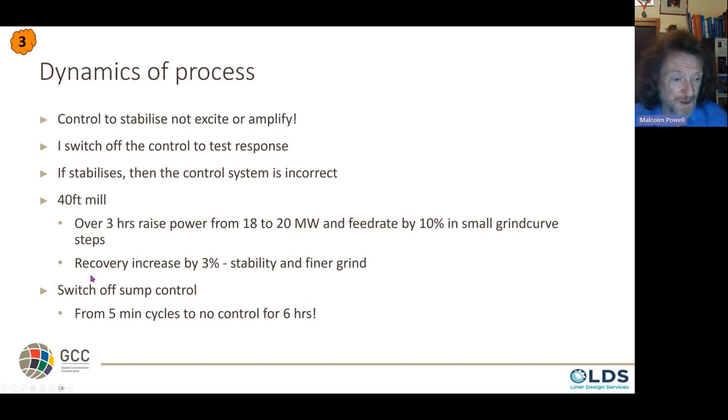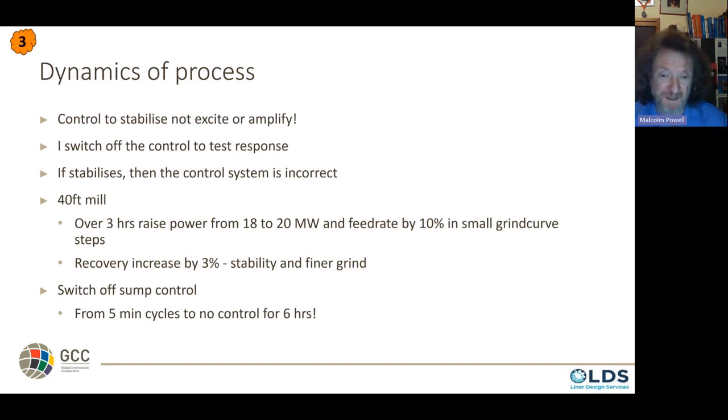Independently, it wasn't this example. I just switch off the sump control, which is trying to hold sump at a certain level. Sumps are not there to be held at a level. They're a buffer. If you hold them at a level, they become an amplifier of disturbance. And I've switched off a sump that was in 5-minute cycles, increasing and decreasing the pump speed and the water, and everything's going crazy. Just turned it all off.